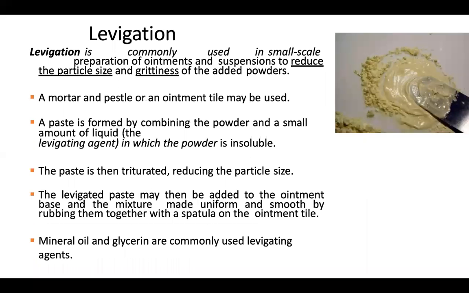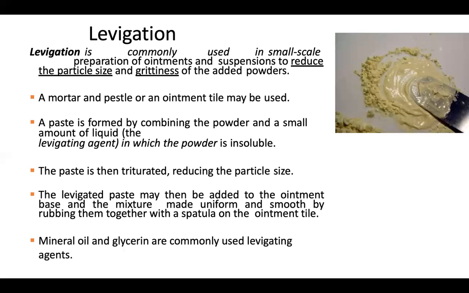Now levigation, as we discussed earlier. Levigation is commonly used in small scale preparation of ointments and suspensions to reduce the particle size and grittiness of the added powders. To reduce the hardness, you need levigation. What you have to do? A mortar and pestle or an ointment tile may be used. For levigation you do it in a mortar and pestle or on an ointment tile.